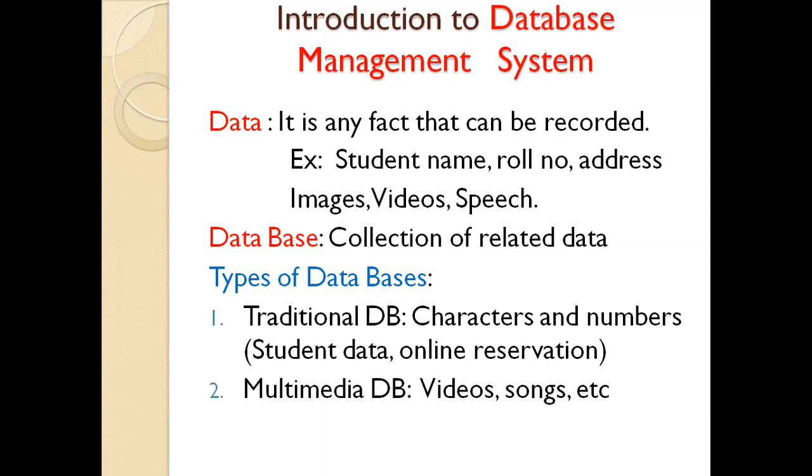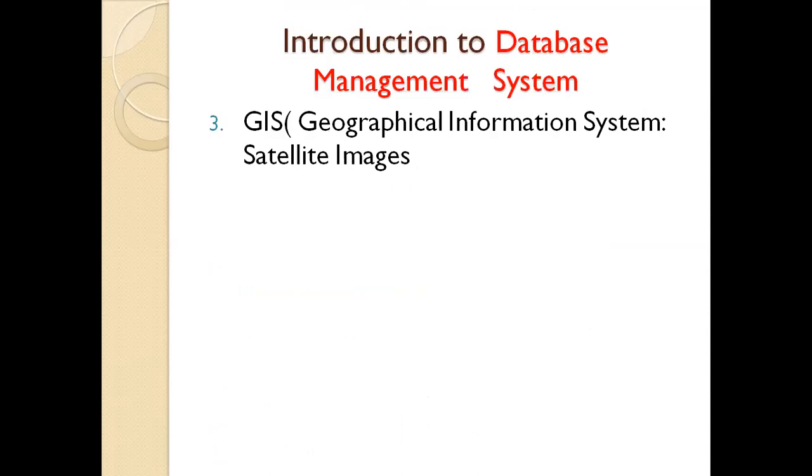Some other kind of database is the multimedia database. It is a collection of videos, songs, etc. One more kind of database is GIS, Geographical Information System. Satellites will be taking some images of the earth, space, etc. All these things come under the GIS database system. And the next one is the real-time database. An example of that is a supermarket. If you want to check what are the remaining items you want to buy, all those things can be done by using a real-time database system.